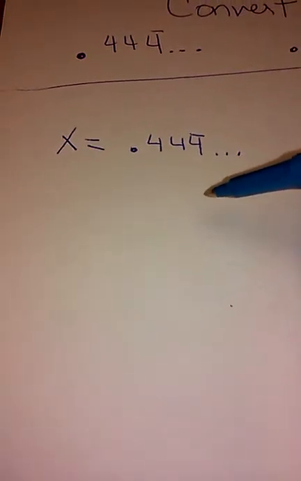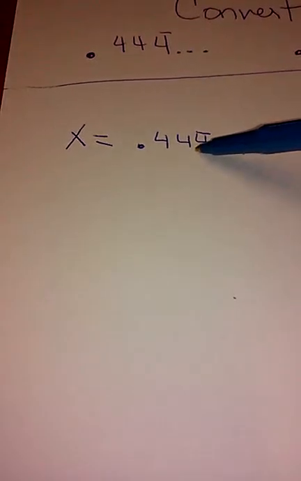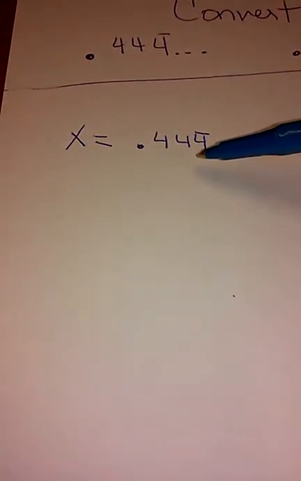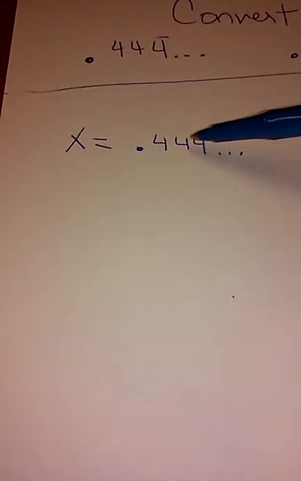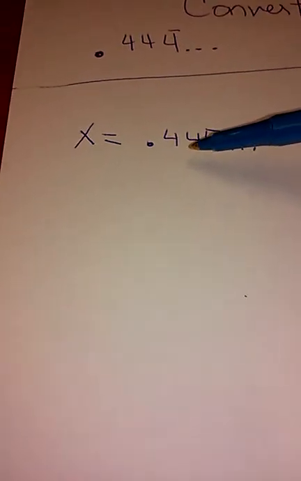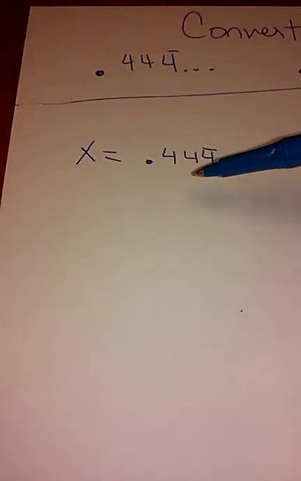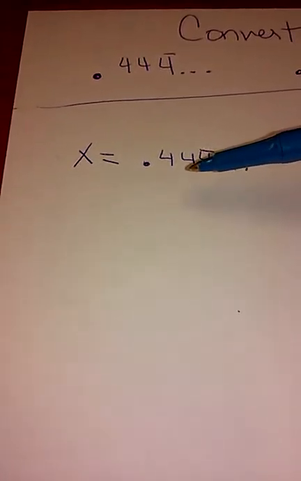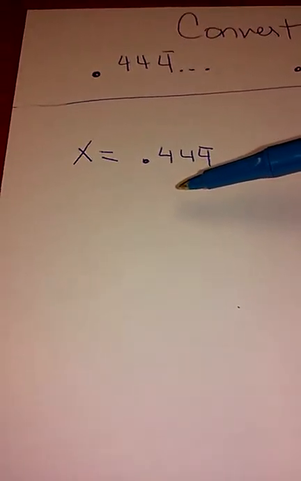The second step says we're going to count how many digits are repeating and then multiply by a power of 10 that has the same number of zeros. So, no, it's not 3 numbers that's repeating. There's only one number that's repeating. What's repeating? A 4. Since 4 is repeating and that's only one number, we're going to use the power of 10 that has only one zero, which is 10.